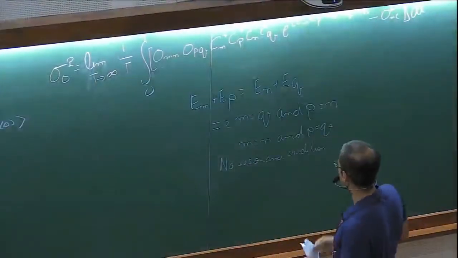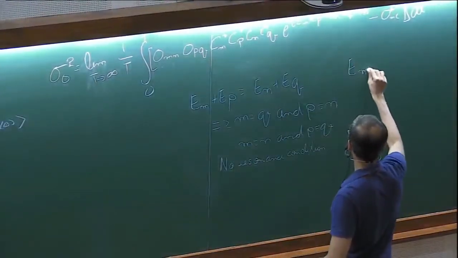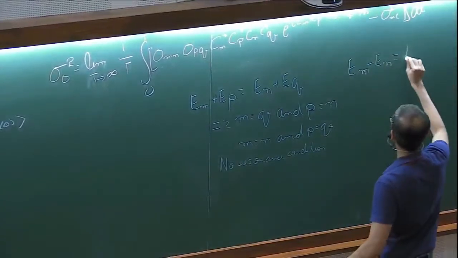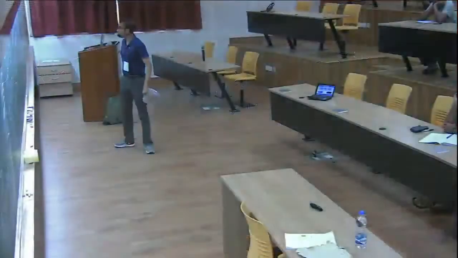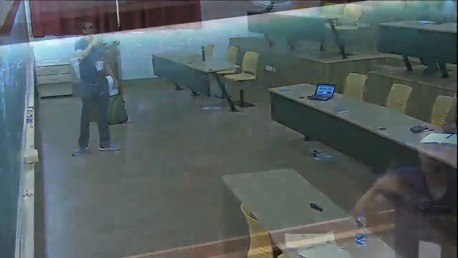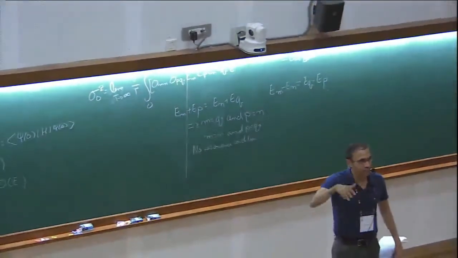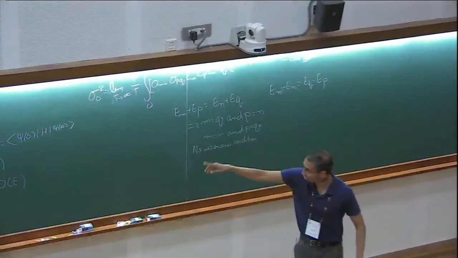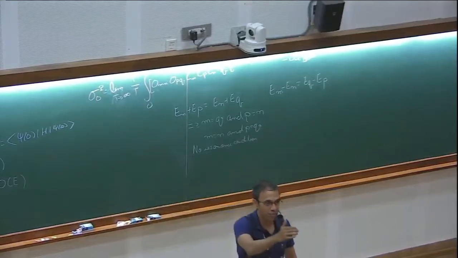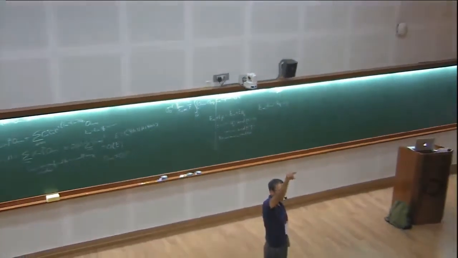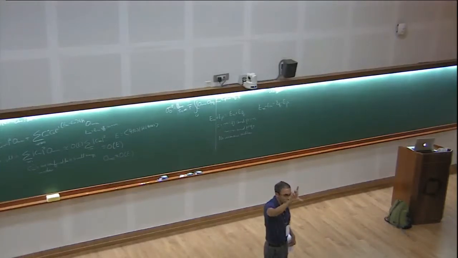Or in other words, if I write this equation as EM minus EN is equal to EQ minus EP, what this is saying is that there are also no large number of differences in energy which occur in a system like this. It's not just degeneracies that we're talking about. We're talking about differences in energy. So if I look at some state at this energy and some state at that energy and look at the difference, I get an energy difference. There is no large number of other pairs of states which have exactly the same energy difference.